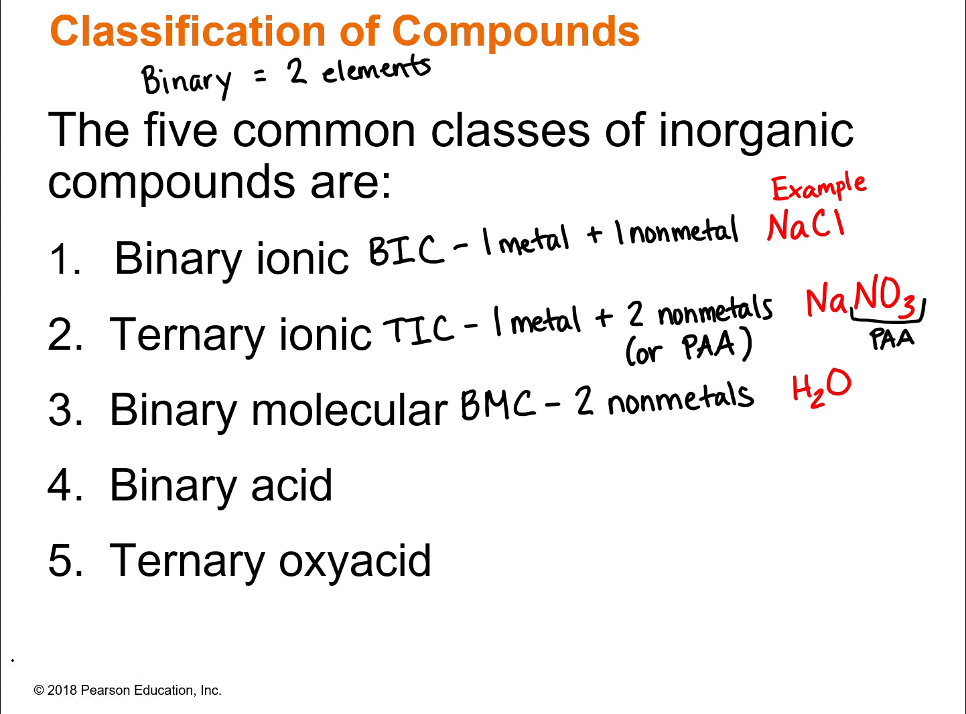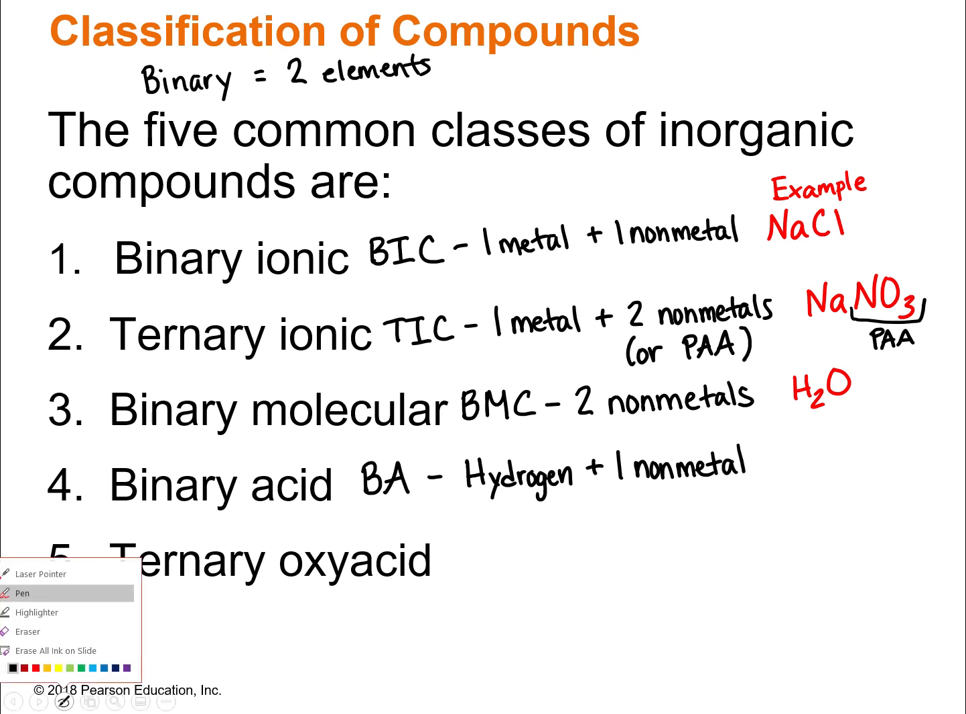Now we're getting to the acids. Binary acids, BA. Again, binary means two. So you're going to see two elements here. The first one is always going to be hydrogen. When you have an acid, you always put hydrogen first, plus one nonmetal. An example would be hydrochloric acid, HCl, with the aqueous at the end. That's what that AQ is.